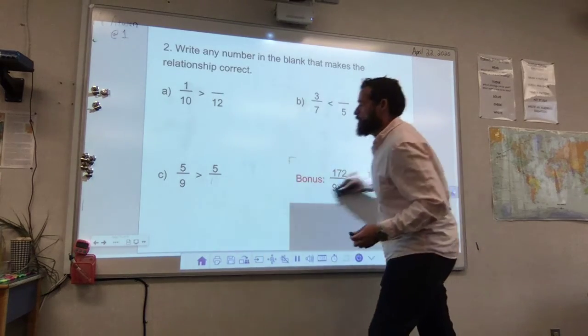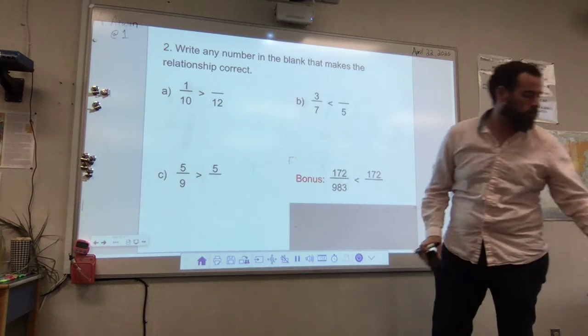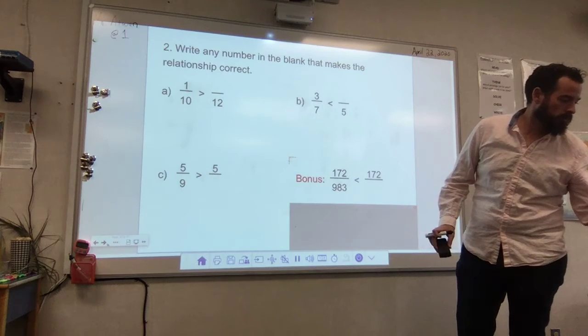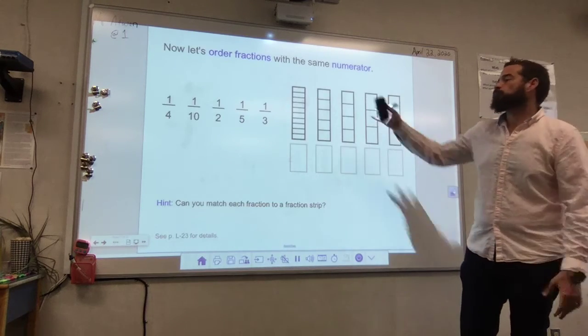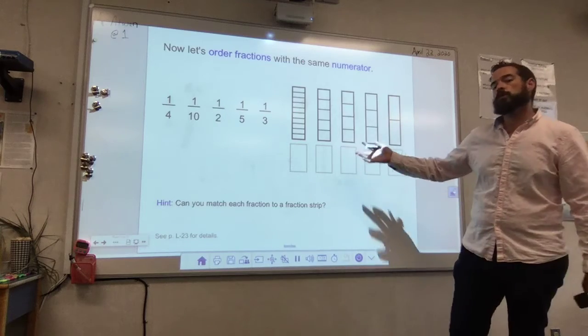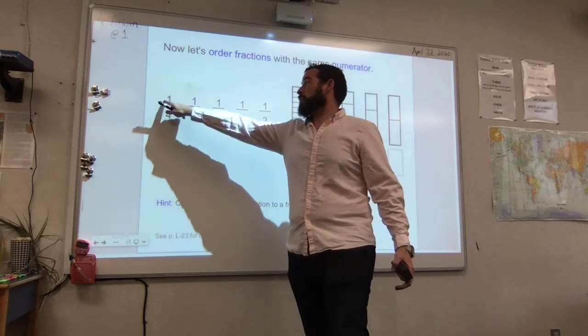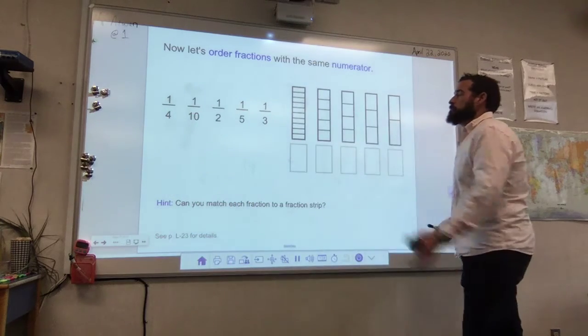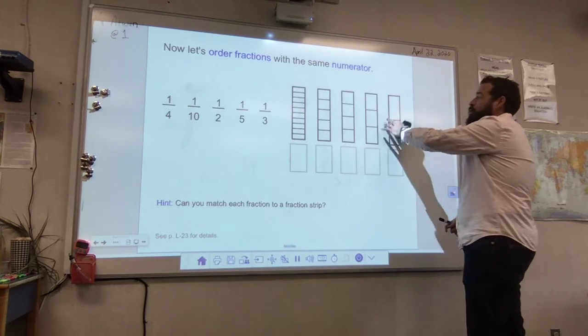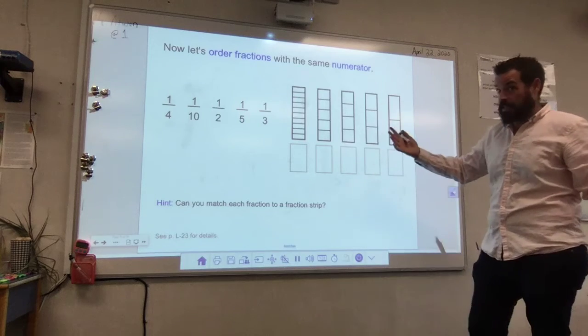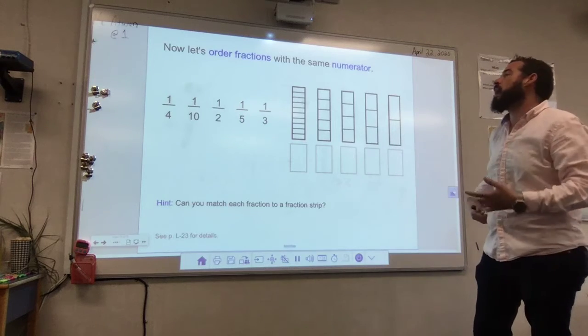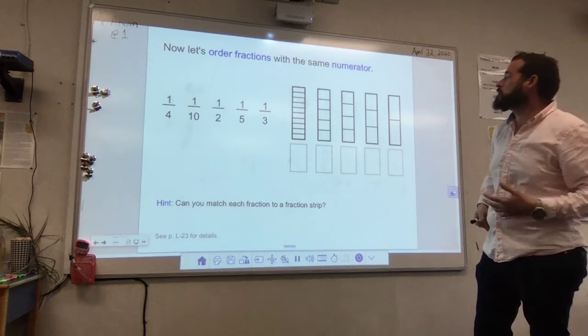And I think I just have one more slide left for you today. And this is just the same thing we've been doing where we're ordering fractions. Now we're ordering them with different denominators. Notice the numerators are the same. I'm going to also show you visually so you can get a better idea of how this works, how it looks.